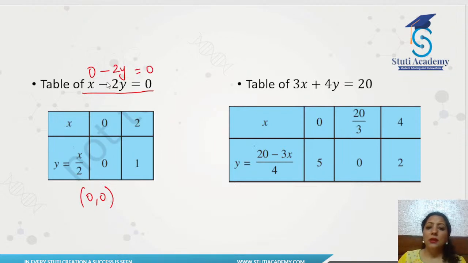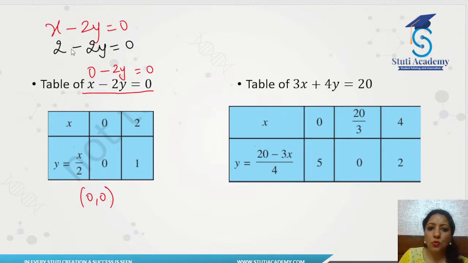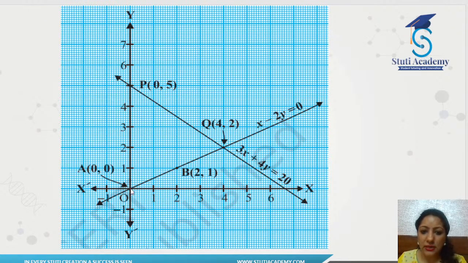Now let's take x as 2. So I have x minus 2y is equal to 0. If I put x as 2 here, I'm going to get 2 minus 2y is equal to 0. In order to make the LHS and RHS equal, I'll get y as 1. So 2, 1 is another solution for this equation. Now I'll take the Cartesian plane and I'm going to plot these points 0, 0 and 2, 1. So this is the graph which is already done. This is 0, 0, and 2, 1 is this point.